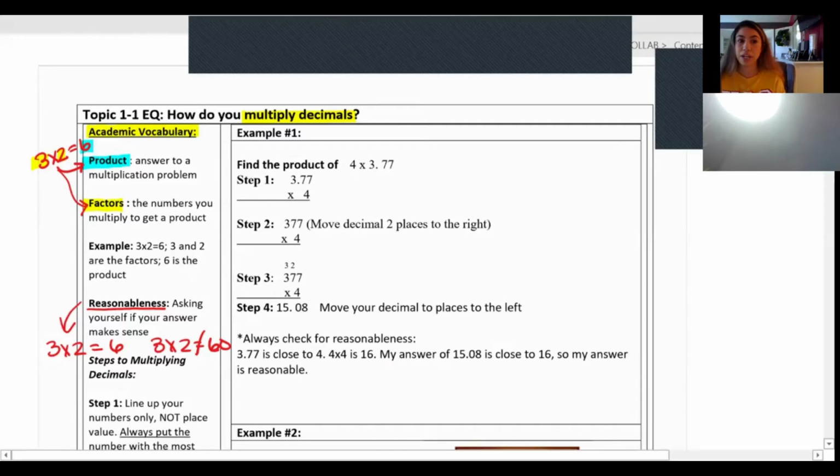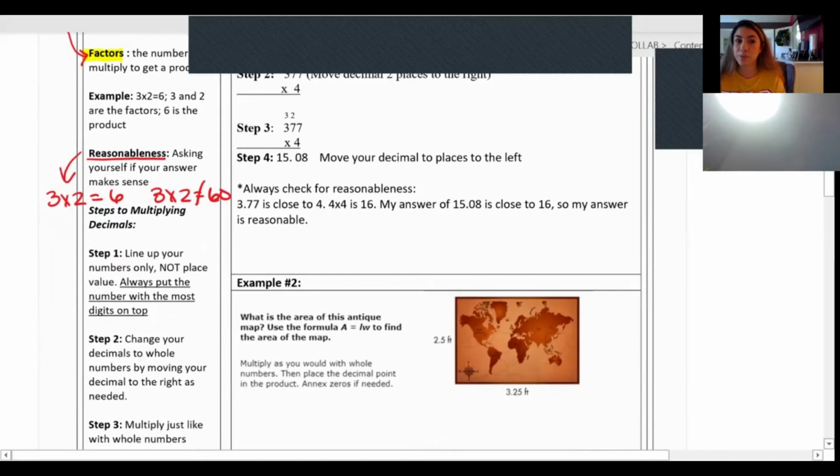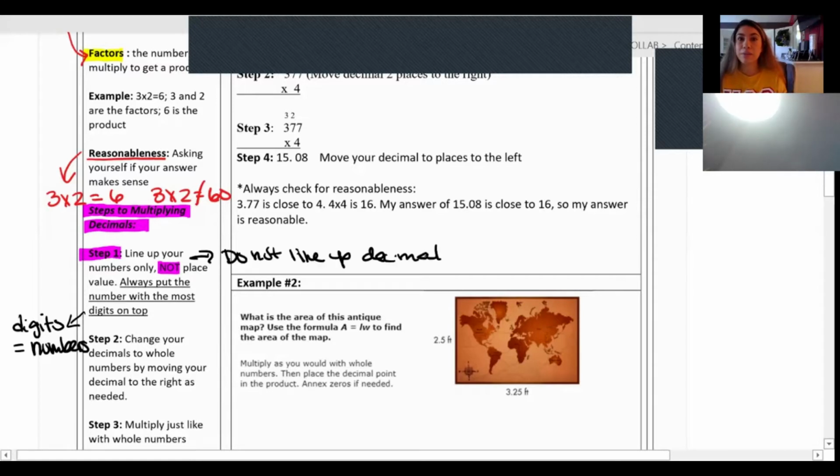Right underneath, we're going to look at our steps to multiplying decimals. In step 1, just very much like in our adding and subtracting decimals, we're going to line up our numbers. Not our place value, our numbers, okay? We're always going to put the number with the most digits on top, not the larger value, the one that has the most digits, as many numbers, right, in the actual problem. So this already makes it different from adding and subtracting decimals.